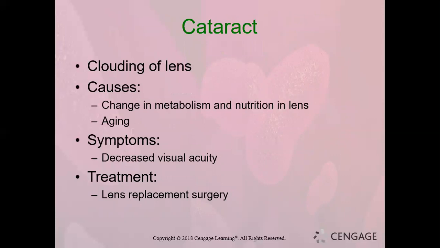Cataracts are clouding of the lens. This is caused by a change in metabolism and nutrition in the lens, but most commonly aging. You don't hardly ever see young people with cataracts. They're going to have decreased vision, and they're going to get lens replacement surgery.